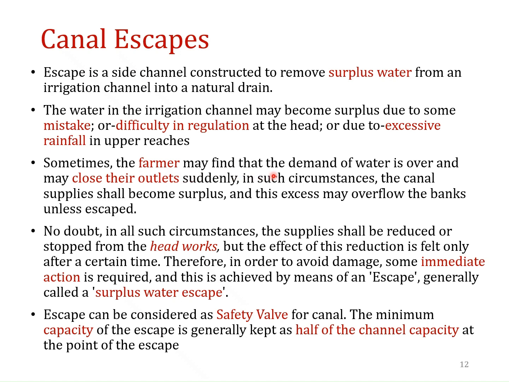Sometimes farmer may find that demand of the water is over. Maybe there is rain and the water demand of the farmer is fulfilled by the rain and he doesn't need the water from the canal. So what he does, he closes the outlet. Okay, when he closes the outlet, then there is excessive water in the canal system, which may overflow and it may damage the banks unless it is escaped using the canal escapes. Okay. No doubt in all such circumstances, when water is surplus, the supplies shall be reduced or stopped from the headworks.